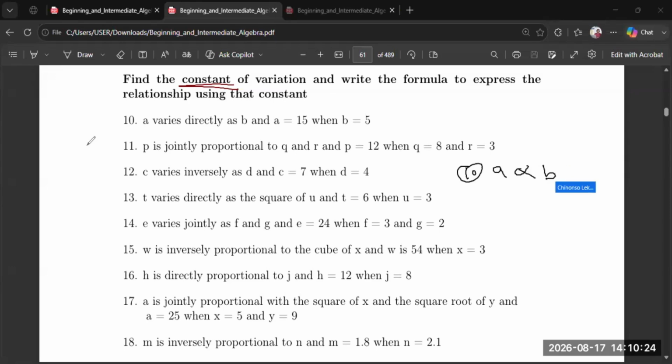So again, I want to form the equation first. That would be introducing the constant of variation, so A is equal to KB. And then I can form the exact equation in terms of K by dividing through by B.